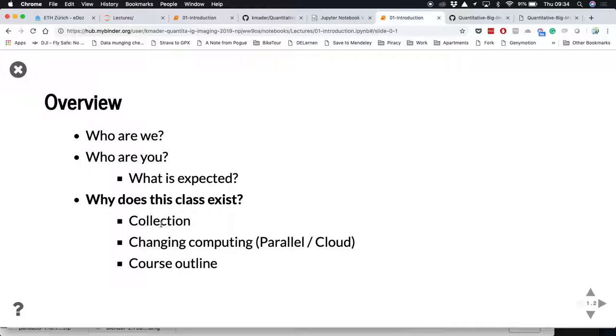And why does this class exist? If you look through the ETH course catalog, there are lots of image, vision, and computer science classes available. Where does this try to fit in? And then what's going to come up in the rest of the lectures, and what are the core important concepts of this class.